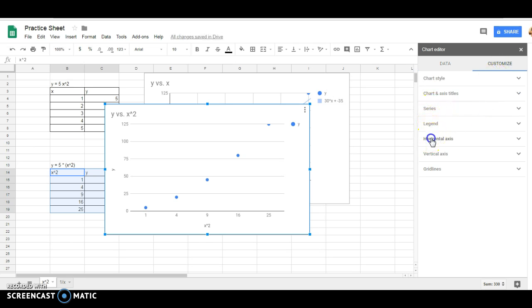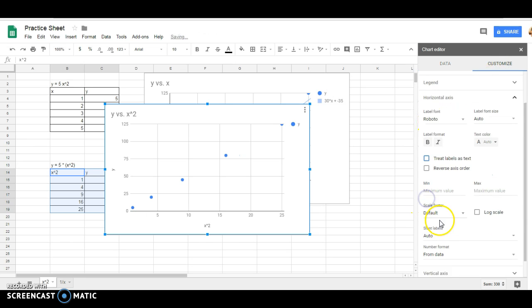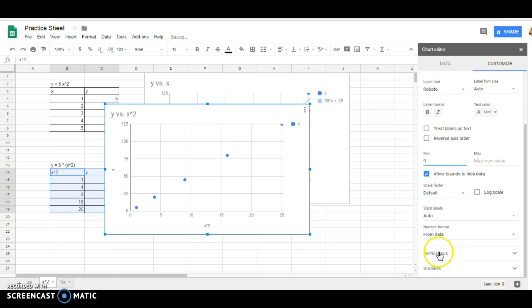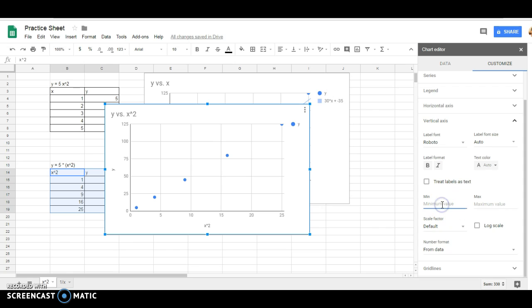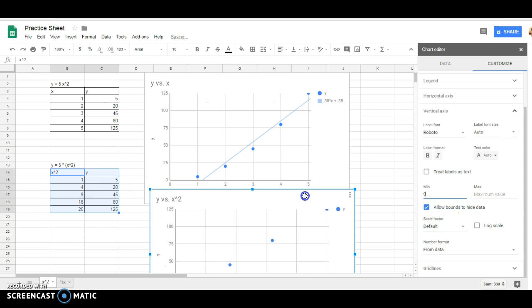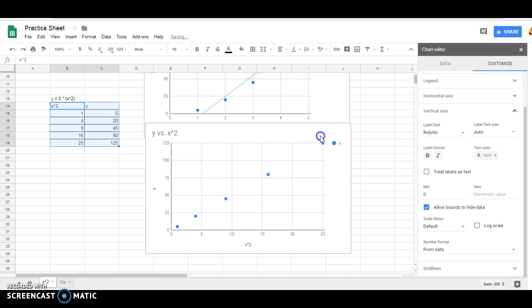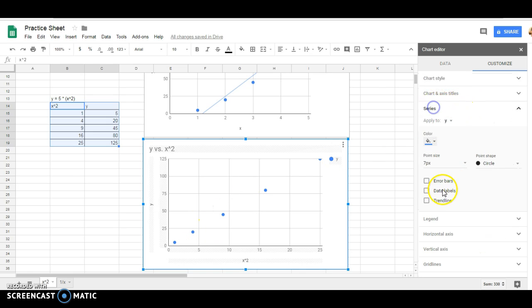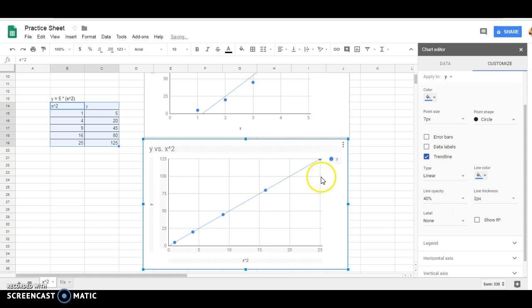customize, 0, vertical 0, and we look at it now. Look at that data. It's a straight line now. So if we were to get our trend line, look how perfectly it goes through the data. Now, this has a lot more meaning that we can extract.